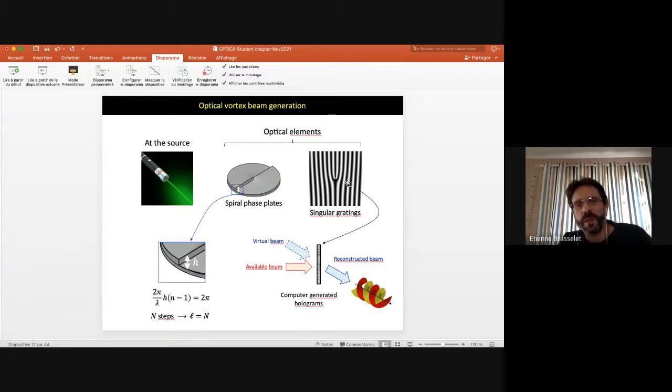And then this singular grating, you will illuminate it with the beam you already had in the lab. And then, that's the principle of holography, the diffraction will lead to the reconstruction of the so-called virtual beam. And then you will have generated an optical vortex from a Gaussian beam interacting with a singular grating, so a grating containing the information on the optical phase singularity you would like to encode on your light beam.